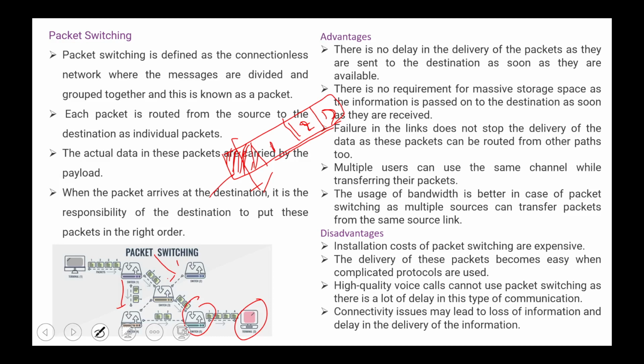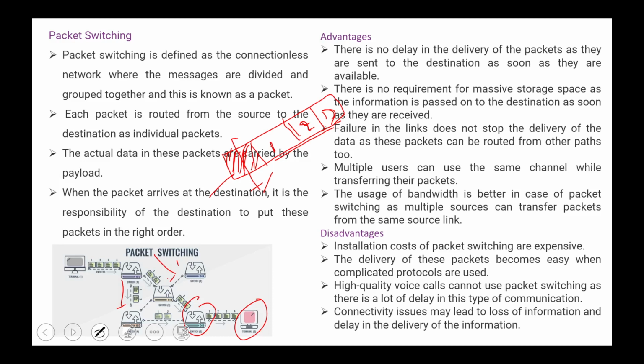Each packet will be routed from source to destination as an individual packet. You can send 3 and 4, or 1 and 2. When the packet arrives at the destination, it is the responsibility of the destination to put the packets in the correct order. On the receiver side, the communication channel will arrange all the data in ascending or descending form. Whatever data is transmitted will be encoded, and decoding will happen on the receiver side.